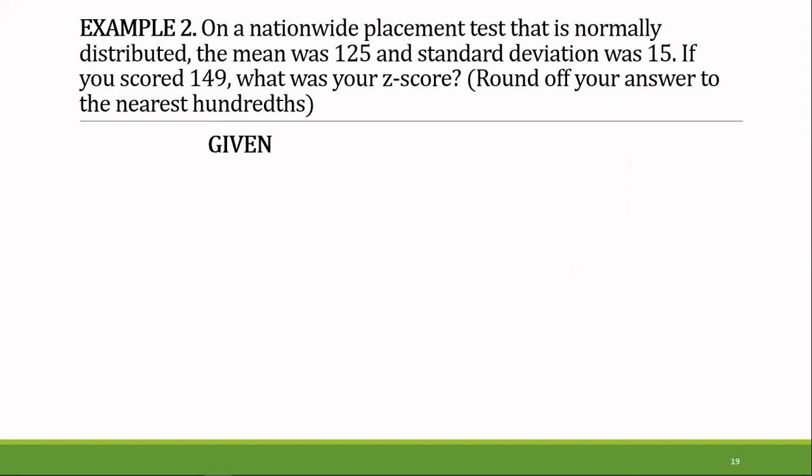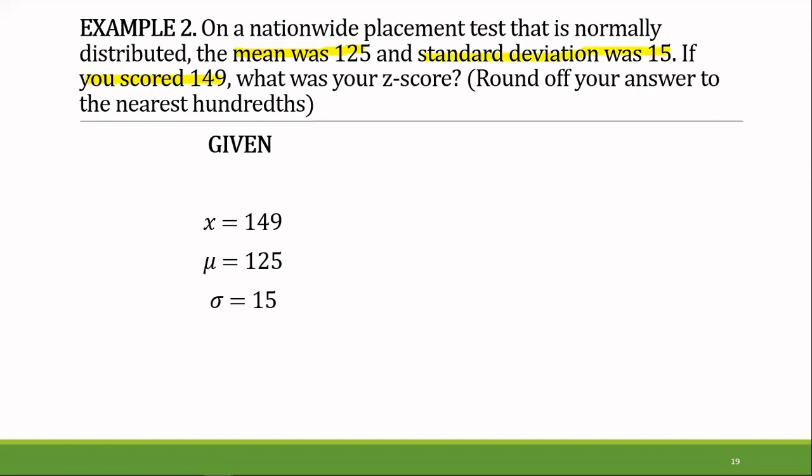So again, we're going to identify first the given values. So our x is 149. So this is the random value or random variable. So let's have the mean, which is 125. And then we have the standard deviation equivalent to 15.